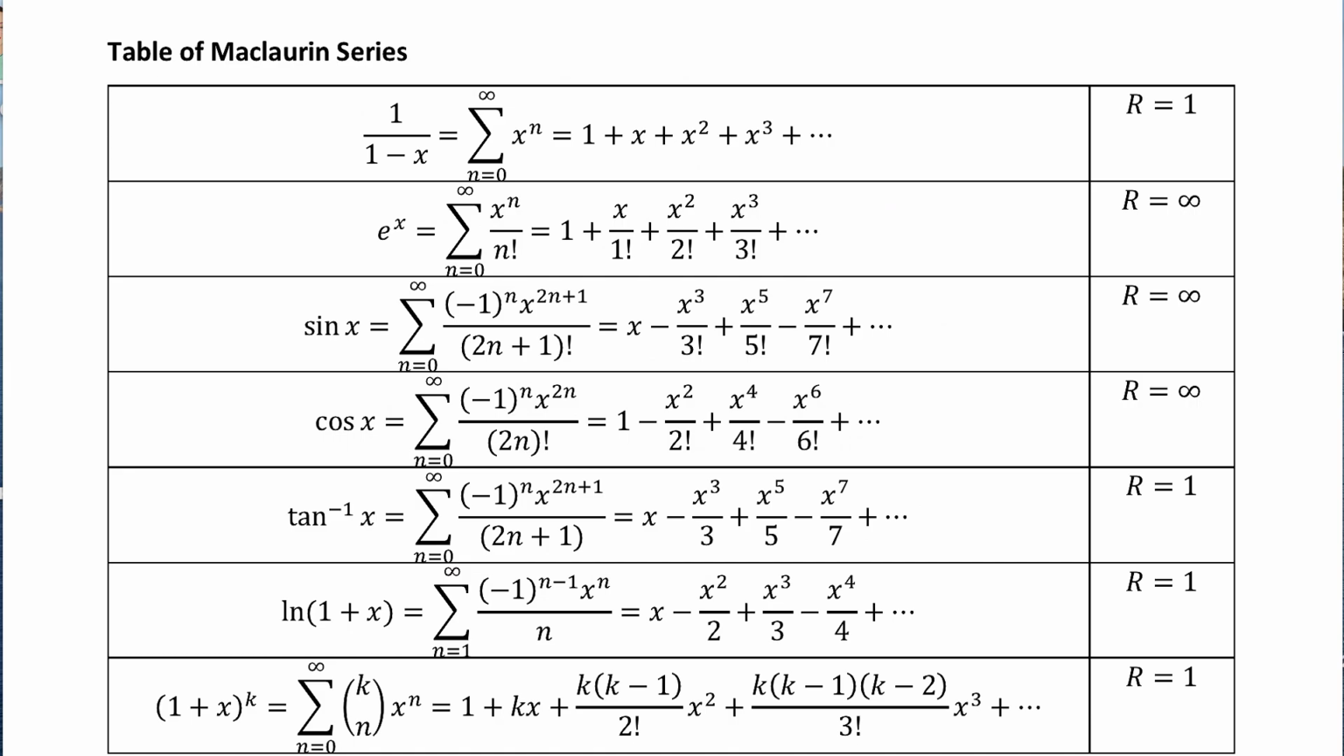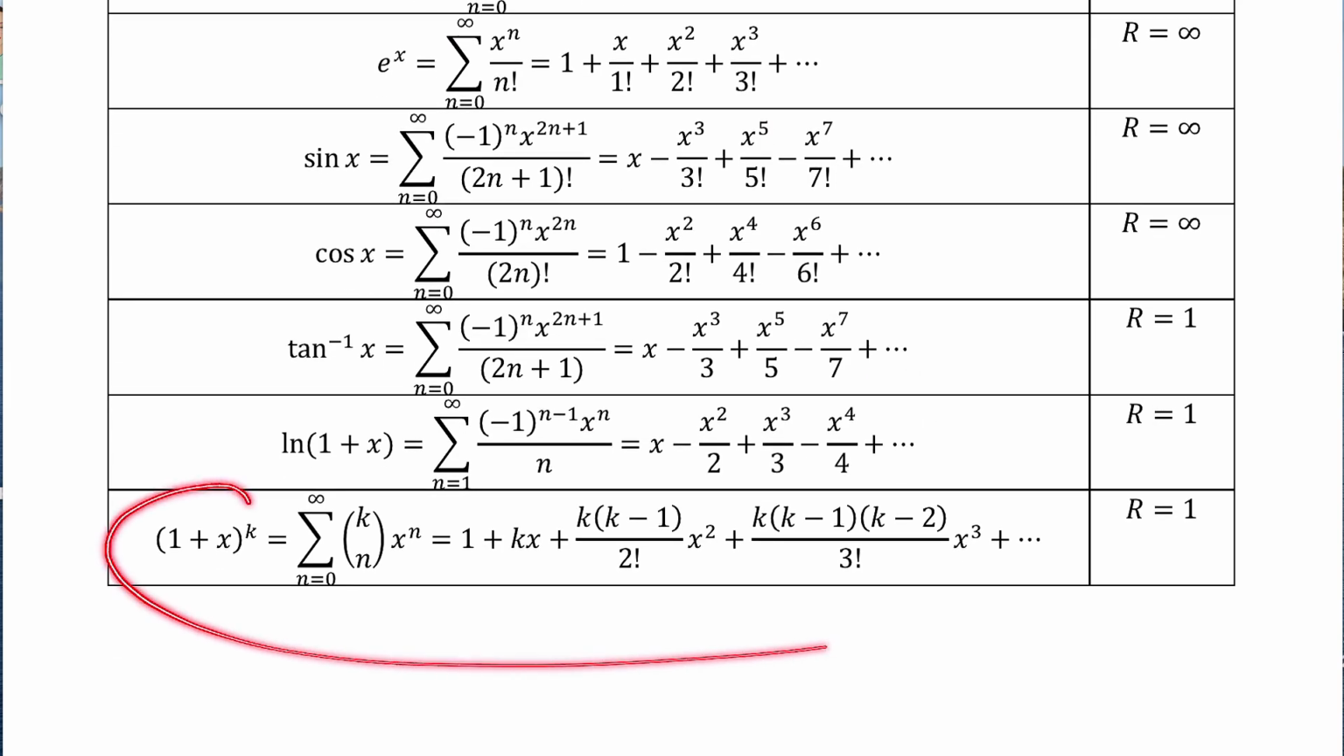You've seen the power series expansion of the natural log of 1 plus x, and this is the one we did at the end of my previous video. Let me remind you that this is good for absolute value of x less than 1.